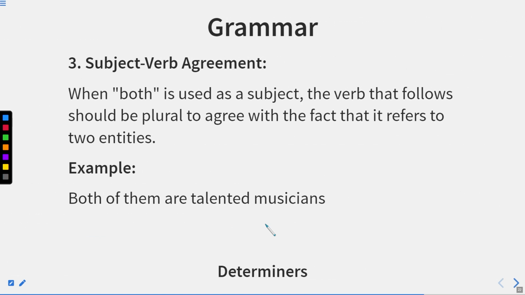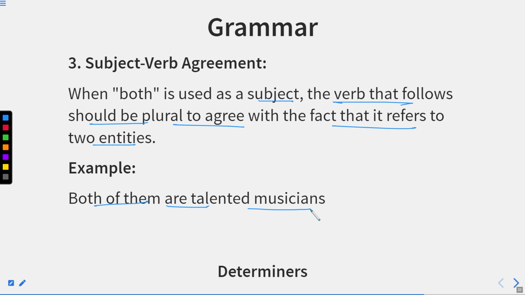Now let us move to the next one. Subject verb agreement. Now of course, because both is used for two, obviously the noun will be plural. The verb will be plural because we are talking about two. When both is used as a subject, the verb that follows should be plural to agree with the fact that it refers to two entities. Both of them are talented musicians. Both Ria and Jaya are friends. So, are, we are using a plural verb only. So, always we are using a plural verb with the word both.